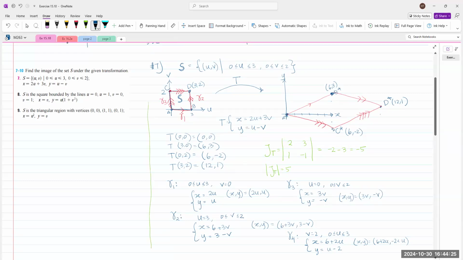Let's try number 9 now. Number 9, S is the triangular region, of course in u and v, with vertices (0, 0), (1, 1), (0, 1). The transformation is x equals u squared, y equals v. So what will happen on the xy plane?